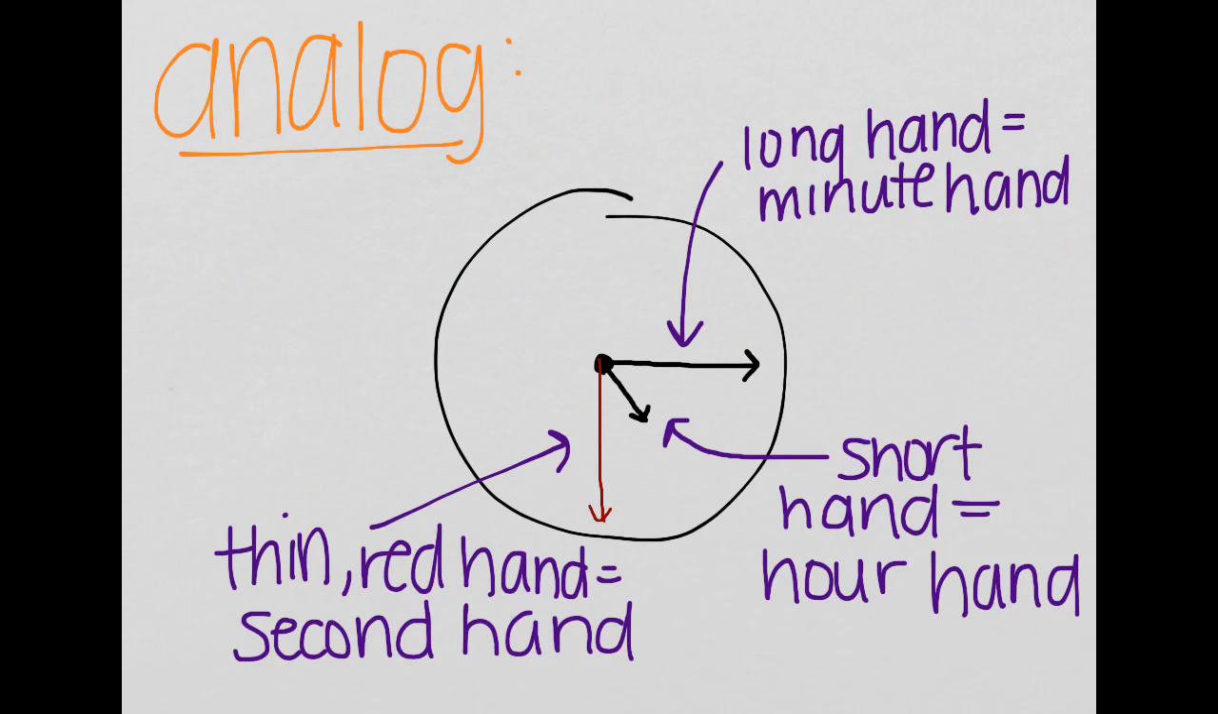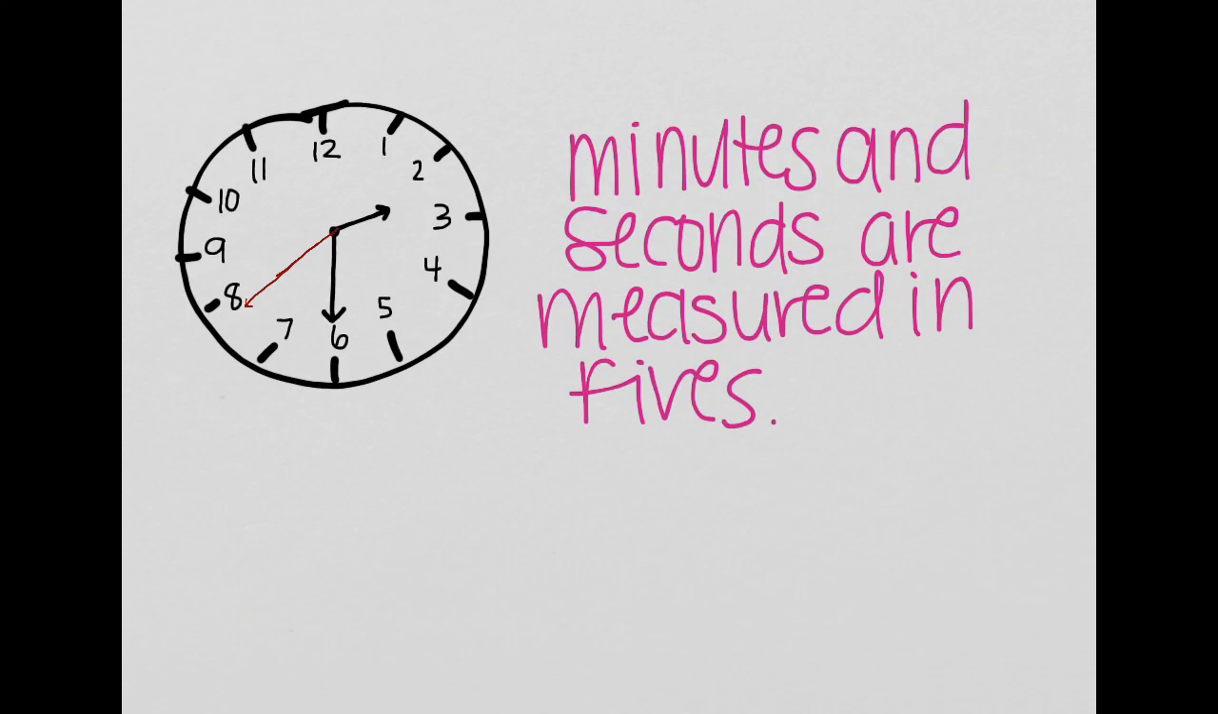So the analog clock is made up of three parts, or arrows, which are also called hands. The thin red hand is the second hand, which measures the number of seconds there are. There's the long black hand, which is called the minute hand, which measures how many minutes have passed. And there's the short black hand, also known as the hour hand, which measures how many hours have passed. A really important thing to notice is that minutes and seconds are measured in fives.